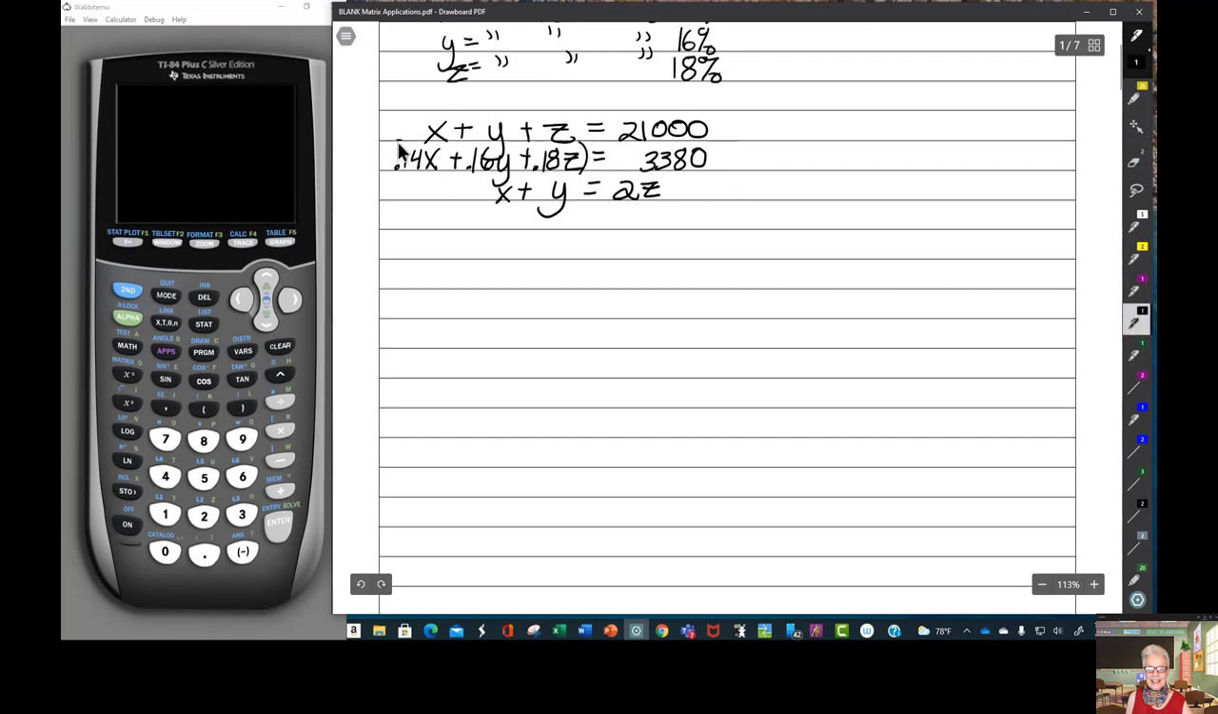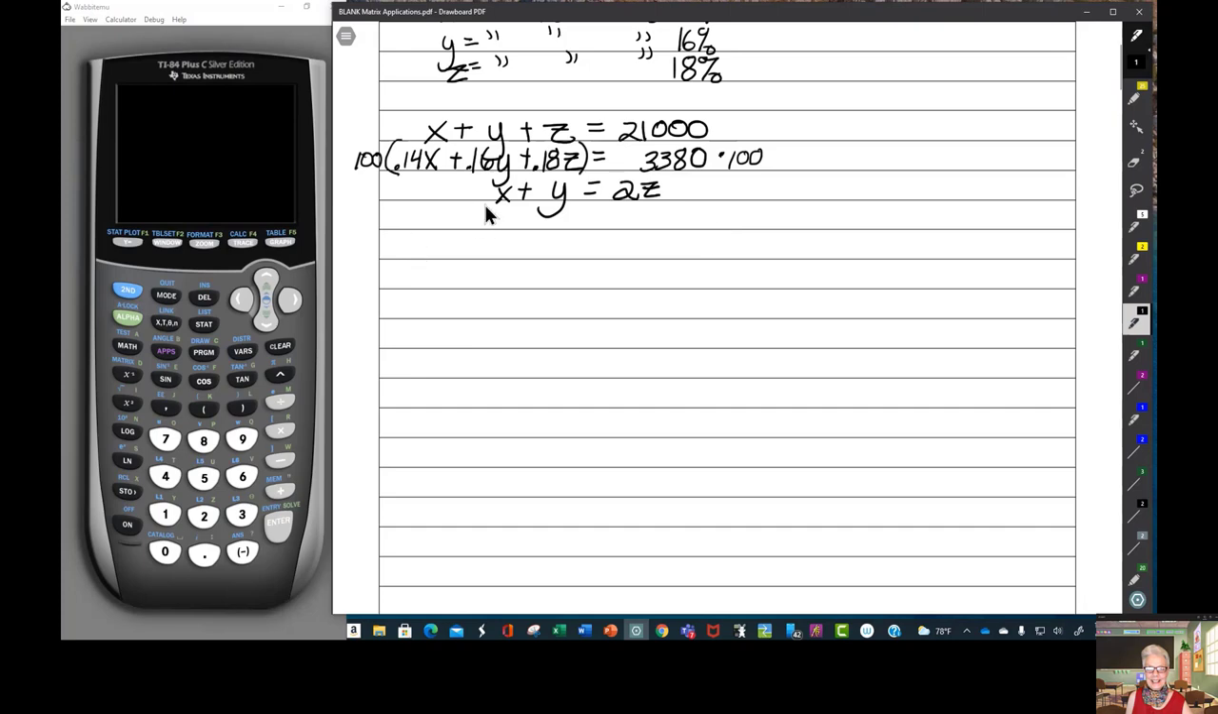These decimals have two decimal places. I want to move the decimal places over two places so that 0.14 becomes 14, 0.16 becomes 16, 0.18 becomes 18. So I need to multiply by a 1 and 2 zeros, in other words, 100. The 2 zeros are what move the decimal place over two places. But whatever I do to one side of an equation, I have to also do to the other side of the equation.